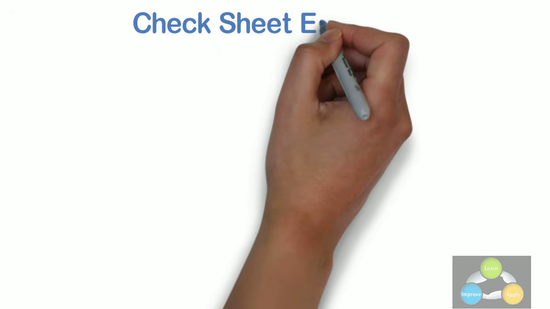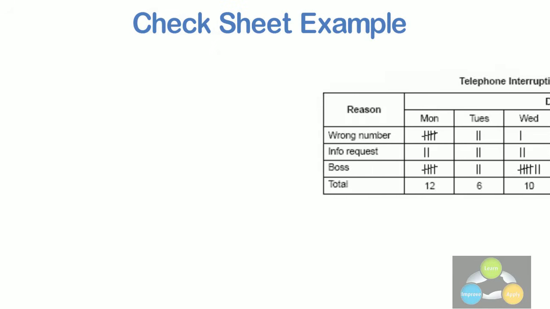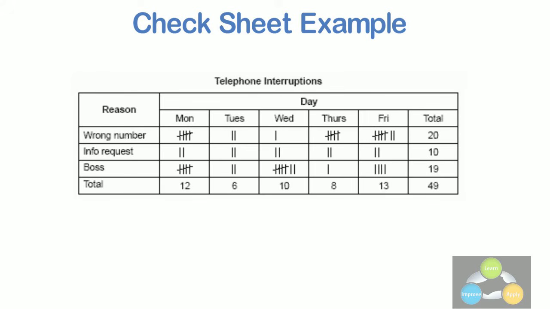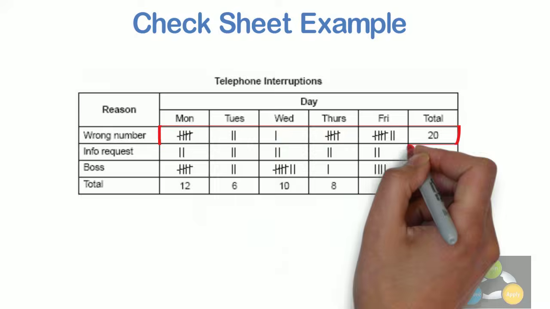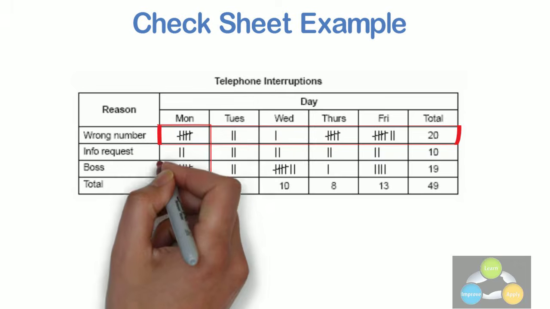Now let's see this tool with a practical example. The figure below shows a checksheet used to collect the data on telephone interruptions. The tick marks were added as data was collected over several weeks.